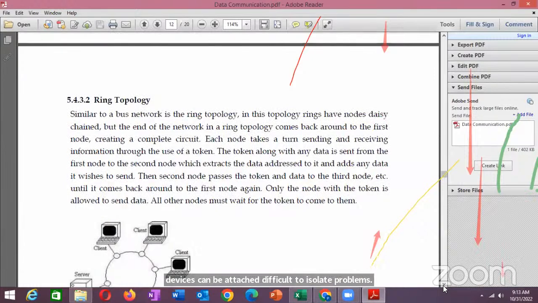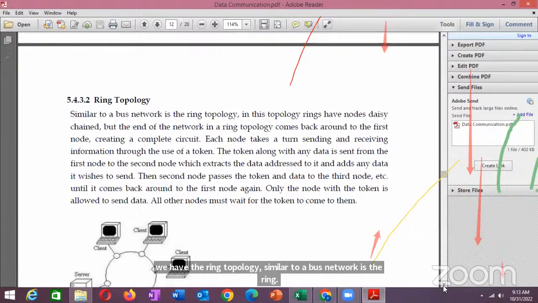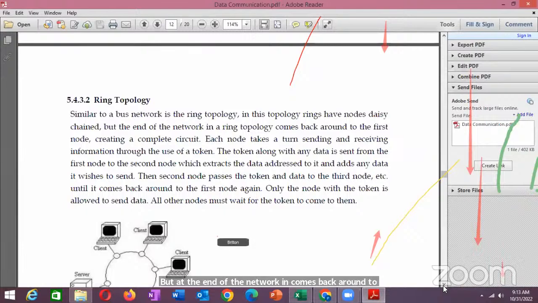So we have the ring topology. Similar to our bus network is the ring. In this topology, rings have no backbone chain, but the end of the network in a ring comes back around to the first node, creating a complete circuit. Each node takes a turn sending and receiving information through the use of a token. The token, along with any data, is sent from the first node to the second node, which inserts the data address to it and adds any data it wishes to send. Then the second node sends the token and the data to the third node, and so on until it comes back around to the first node again.